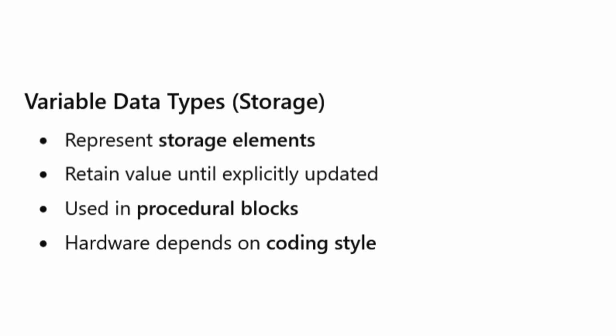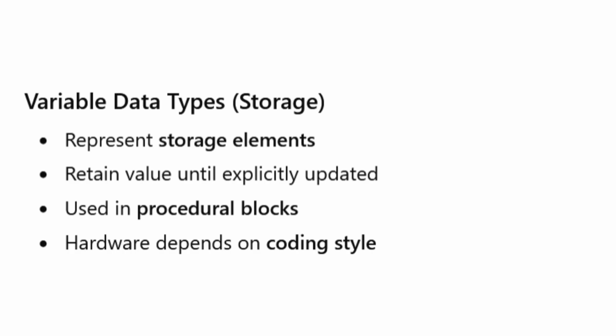Now let us move to the second category, variable data types. Variables are used to store values. They retain their value until explicitly updated. This storage behavior makes variables fundamentally different from nets.